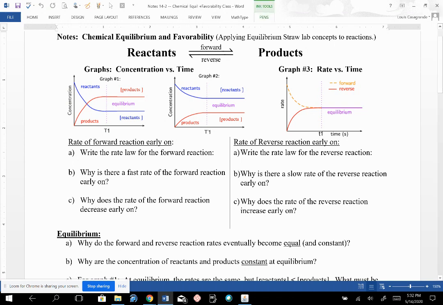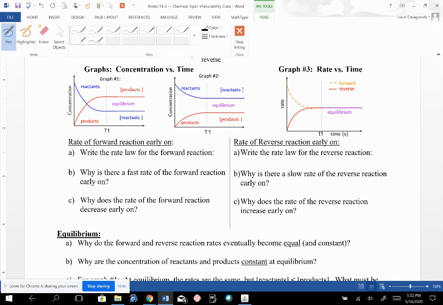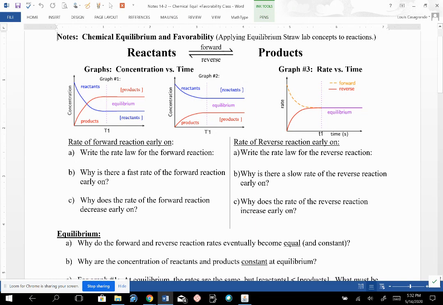All right, so we're going to start off with the concept of equilibrium coming from looking at reactions that, just like the straws, can go in the forward or reverse direction. And so we call these reversible reactions. And these reversible reactions are always going to be denoted by two arrows, one pointing in the forward direction and one pointing in the reverse direction. And these two arrows, these two directions indicate that the reactants are always forming products, products are always forming reactants.